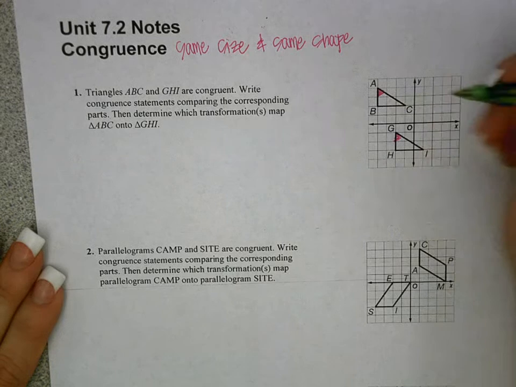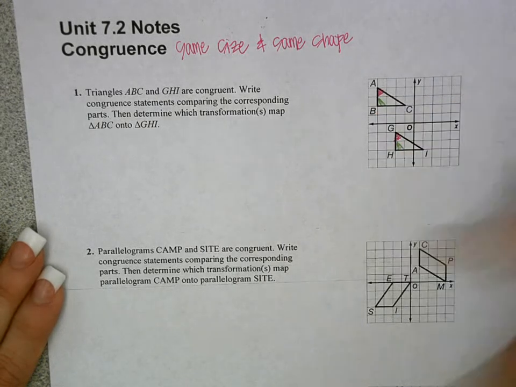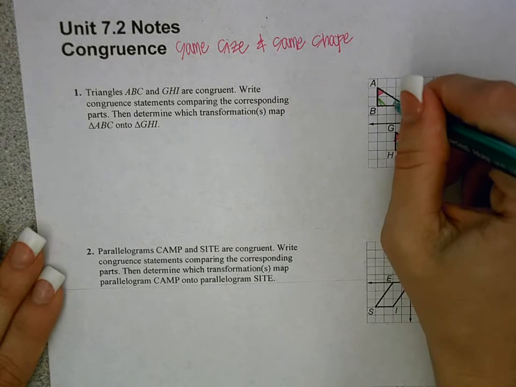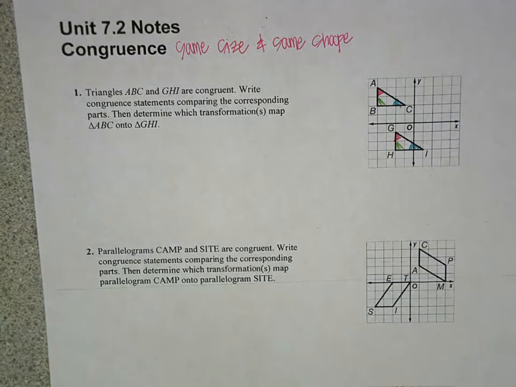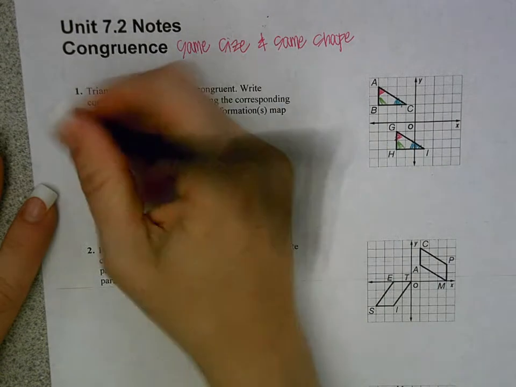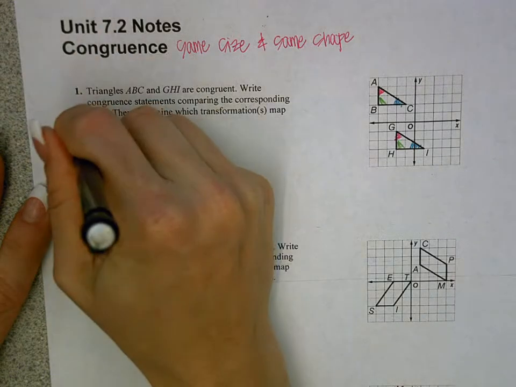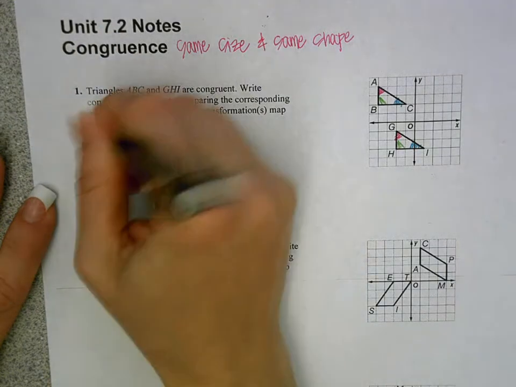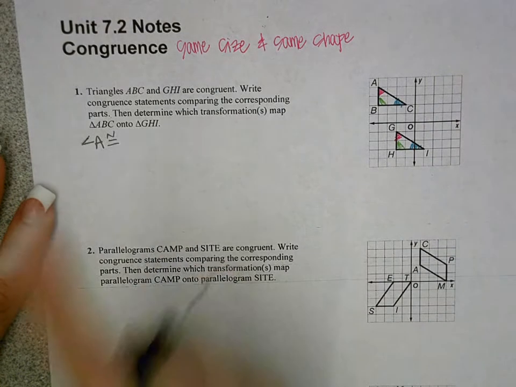Which corner do you think B is congruent to? B is with H. And which corner is C congruent to? I. So I'm going to use these different colors. Then we're actually going to write what are called congruent statements. The first one I'm going to write is angle A. The way that we write congruent is an equal sign with a little squiggly on top of it. That's called congruent.